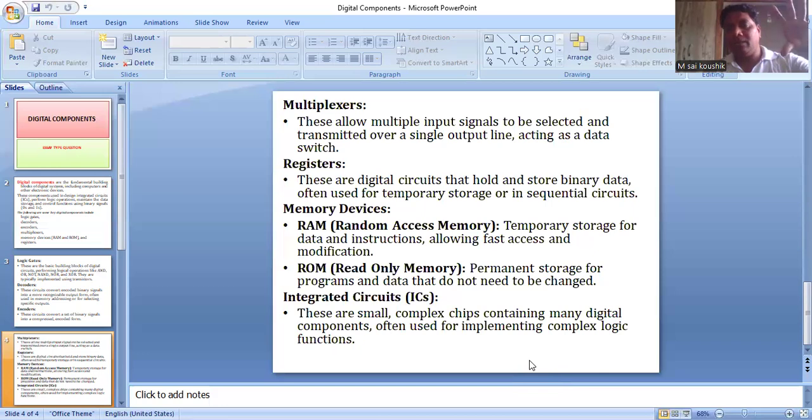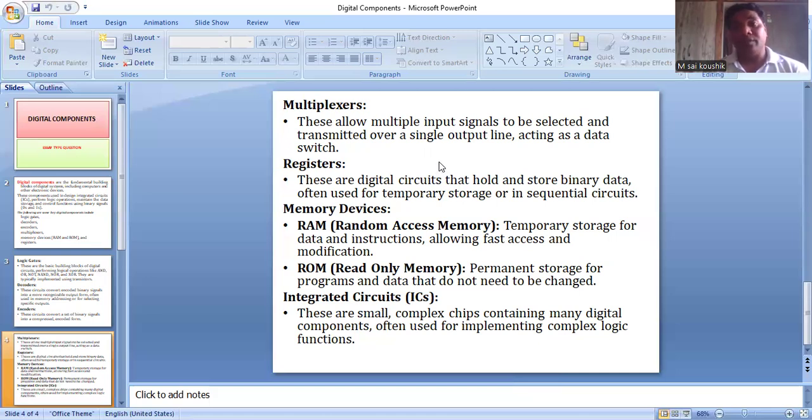Many means more than two inputs will be displayed as an output with a signal. By using a simple signal, many inputs will be represented as a single output. That is called a multiplexer. I am writing here, these allow multiple input signals to be selected and transmitted over a single output line. A single output line acting as a data switch.